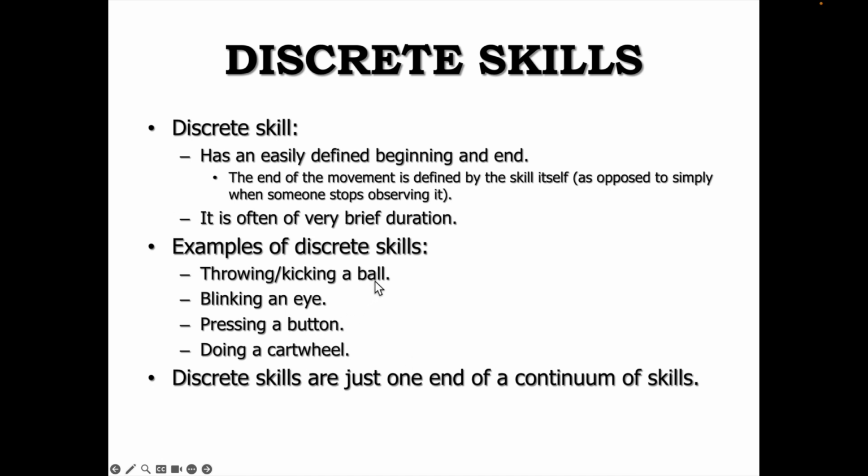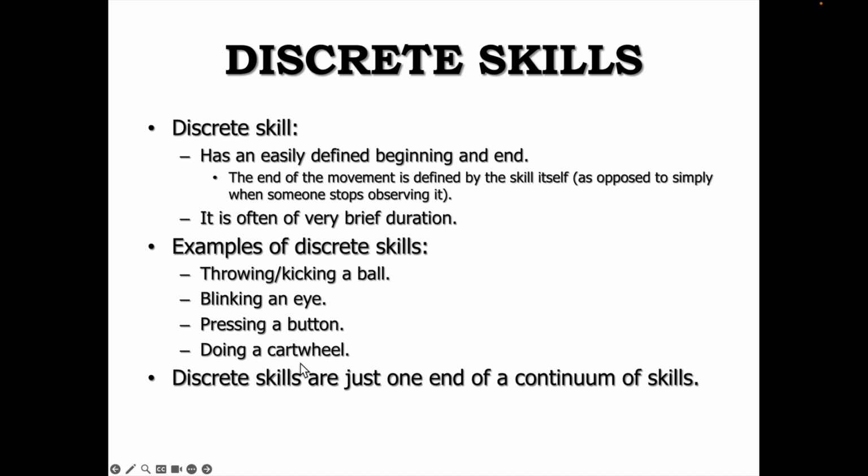Throwing and kicking a ball. For example, if I'm kicking a soccer ball, the start is I swing my leg back, and my finish is on the follow-through of kicking that ball. So there's a start, swinging the leg back, and a finish on the follow-through. Blinking an eye: the eye starts open, closes, and then goes back open again. So start, eyes open, finishing with eyes open with that blink in between.